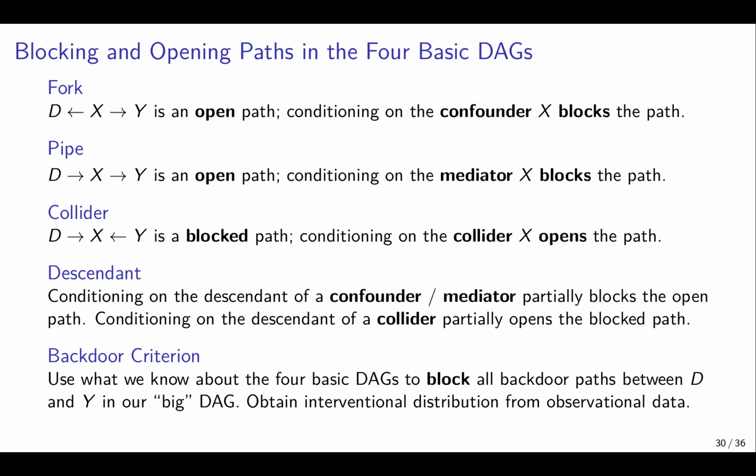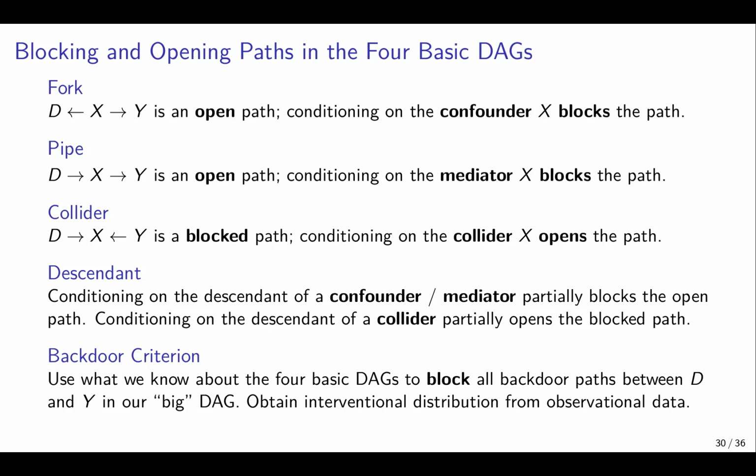Now, x is a label. I just want to be clear. It doesn't matter if we call the node x. I'm calling it x because I'm trying to evoke the selection on observables terminology. So in the fork, x is in between d and y with arrows coming out of x into both d and y.